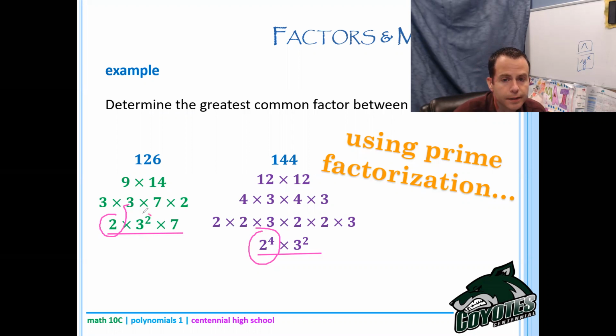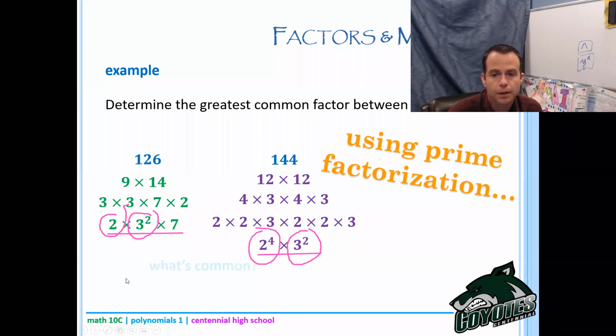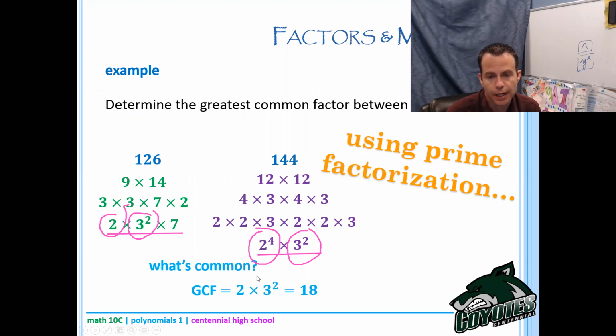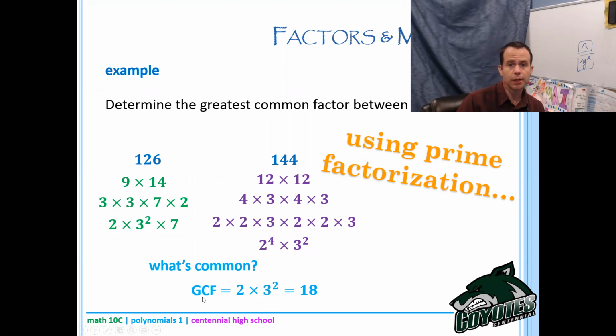This guy has 2 different 3s, and this guy also has 2 different 3s. So there are 2 3s common to both. 7 is not common to both, so I ignore the 7. What's common? 2 and 3 squared. So then I multiply 2 times 3 squared together, and I get 18. Okay, so that's another algebraic way for you to show me your work on how you're going to get the greatest common factor.